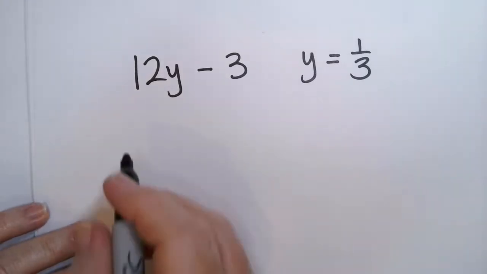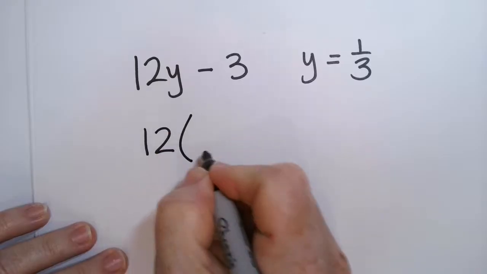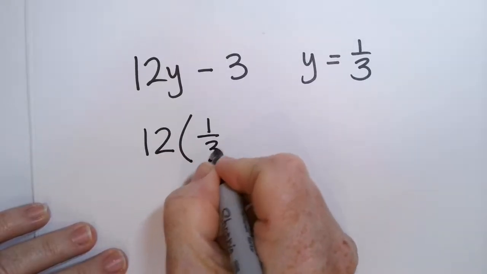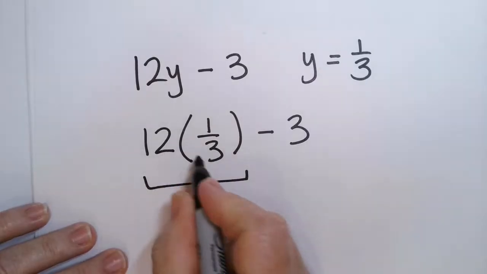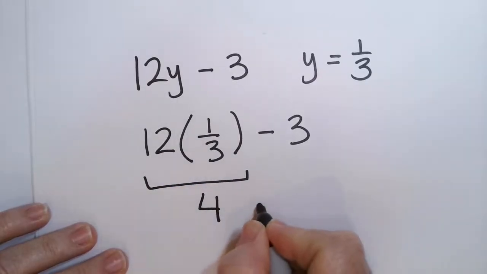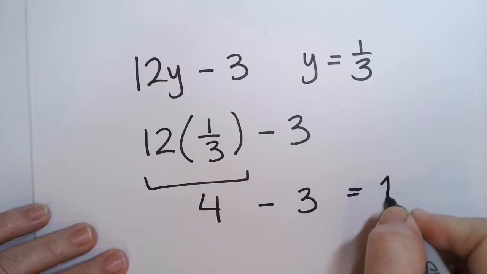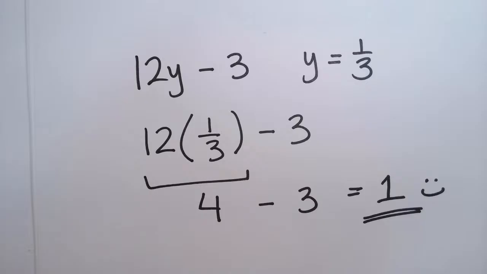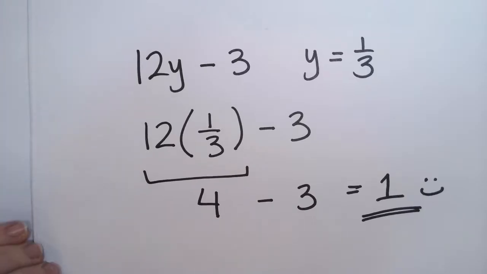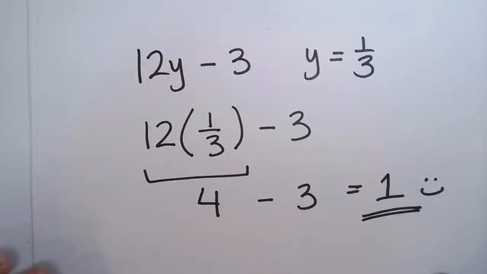Okay, now let's do it slow. 12 times 1/3 minus 3. Do this first. 12 divided by 3 is 4 minus 3 equals 1. If you got it right, fantastic. If you didn't, don't worry. That's why we do them out longhand, especially in the beginning. Because when we start having negative signs, which we are right now, it's easy to make mistakes.